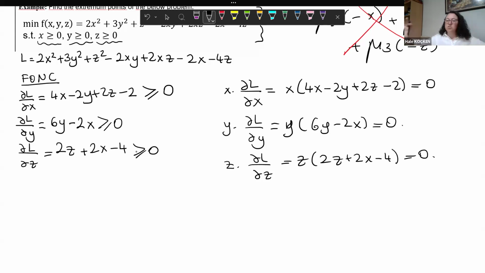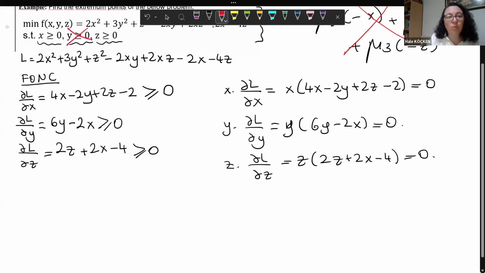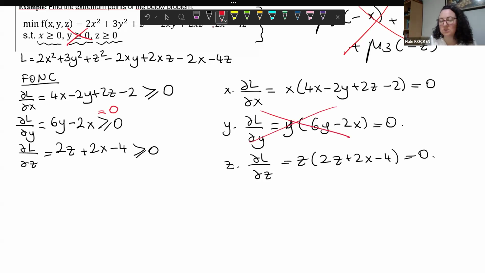This is the thing you need to do if one of the variables is greater than or equal to 0. If, for example, y is not greater than or equal to 0, then you have to write this is equal to 0 and you don't need to write this one, okay? You don't need to write this one. So based on the non-negativity of the variable, we will write these conditions.